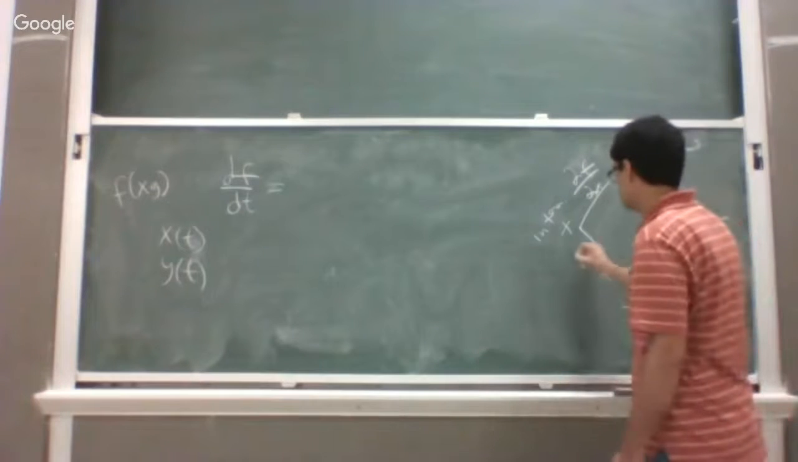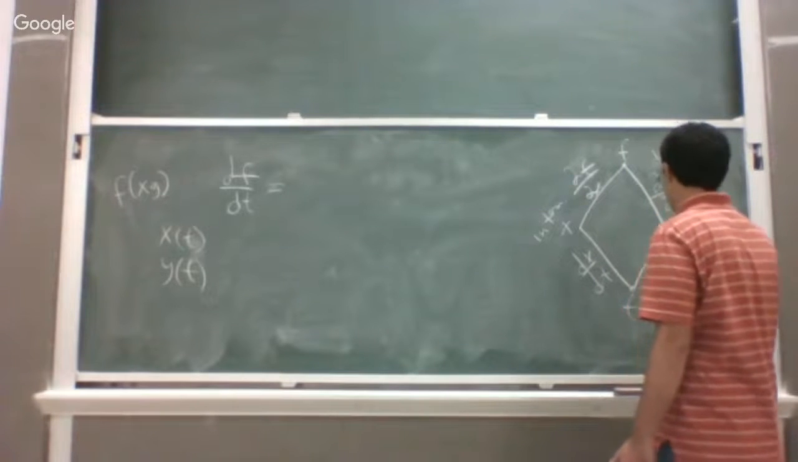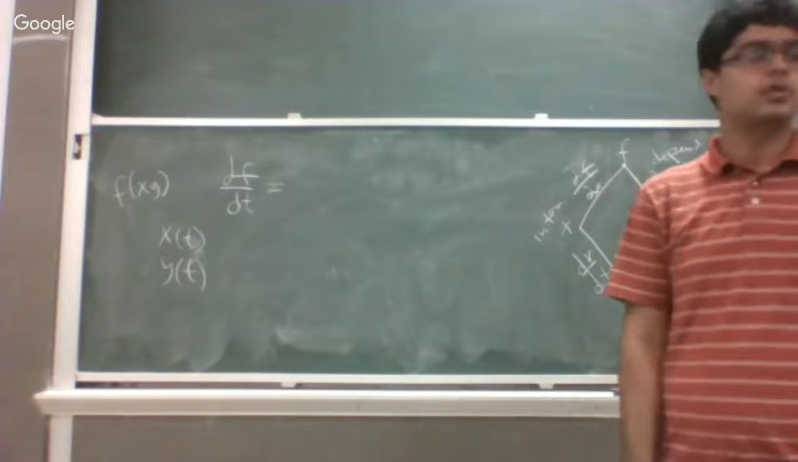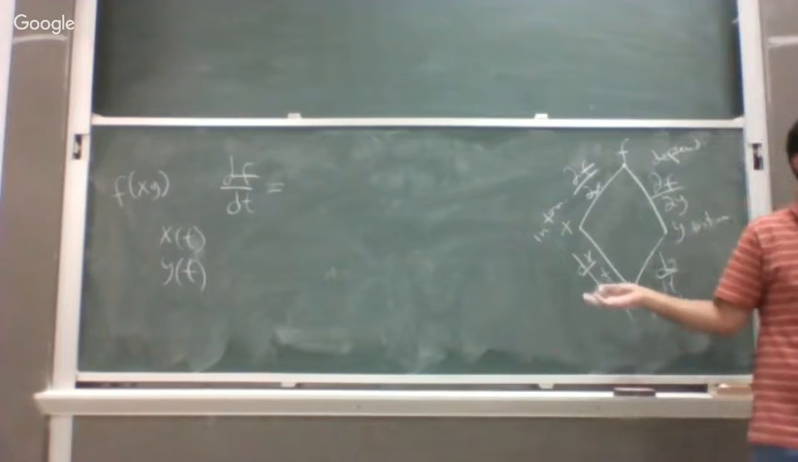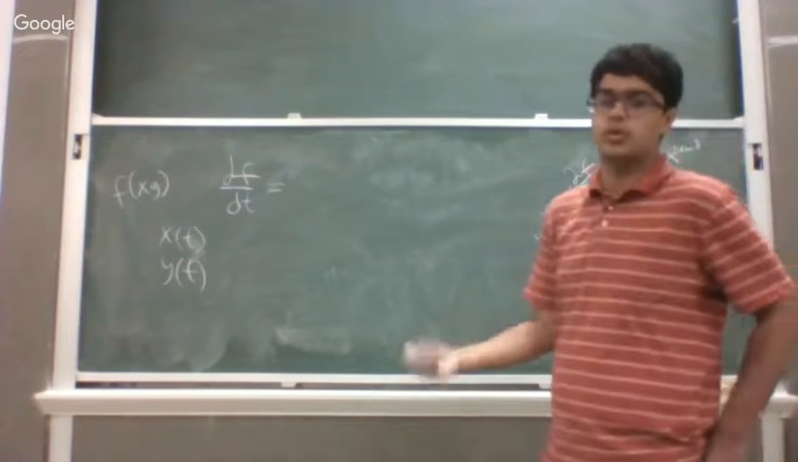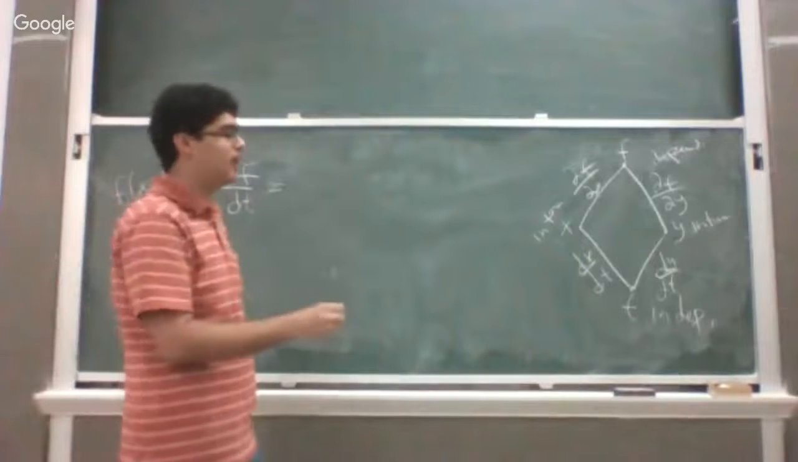X is only a function of t, so it doesn't matter if you write partial or full. I think full would be the correct way. Oh, it's not partial? No, because there is no other variable that is a part of x. It's only in terms of t, so they would be equal. Then we just combine them.